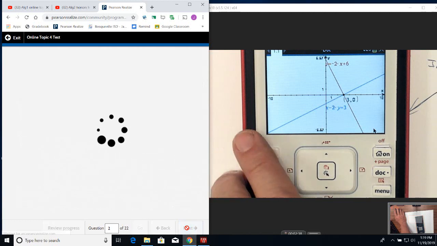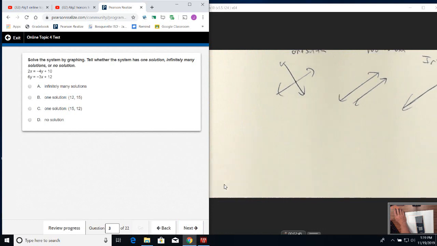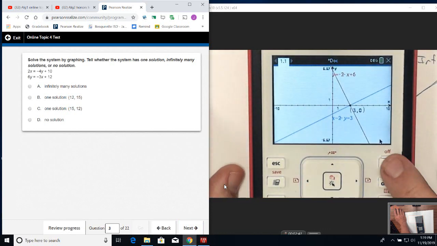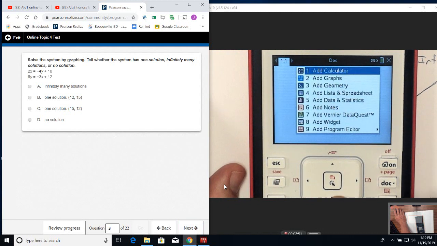Alright, so let's go to the next one. I'm going to skip that one. Y'all can do that one on your own. Let's do 3 together. Solve this system by graphing. Well, once again, to graph it, just go to your home screen, New Document. Don't save the last one. Right, and add your graph.